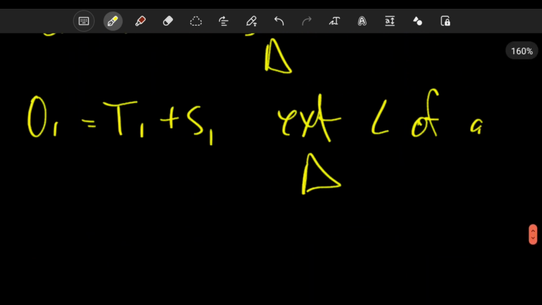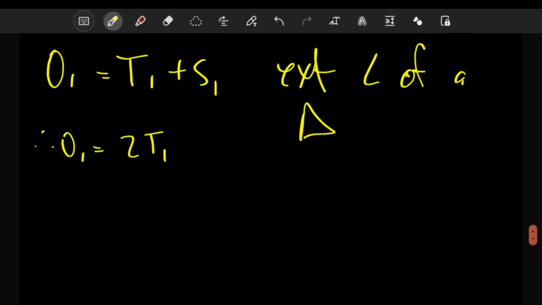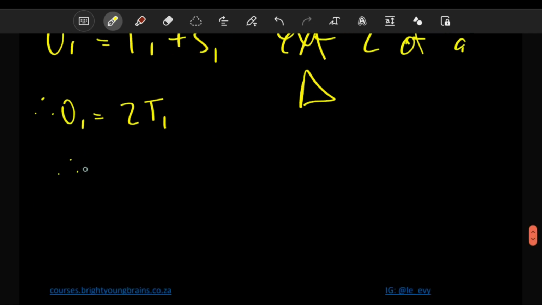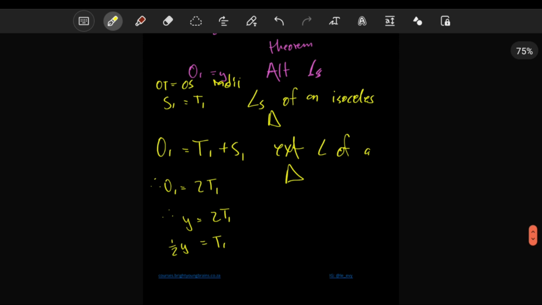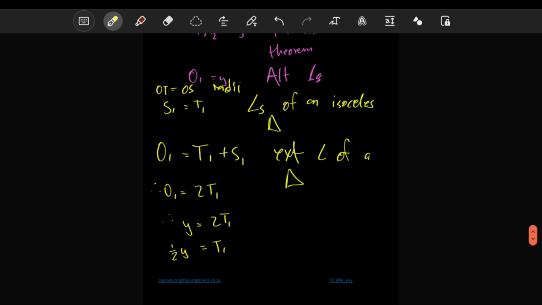Because they are both equal to each other, we can then say, therefore, O1 is equal to double whatever T1 is, because this plus this gives you 2 of T1. And then you can say, therefore, Y is equal to 2 of T1. Divide by 2 on both sides. You're going to have 1 over 2 Y equals T1. Very easy. Thank goodness I have a whole page for just that. Anyways, that's that.